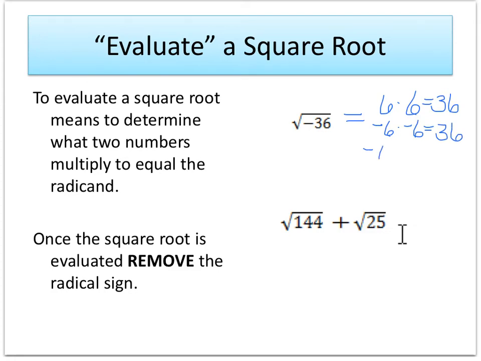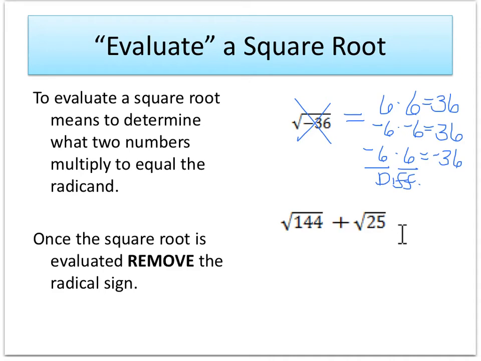I can't say negative 6 times positive 6 because that's not multiplying the same number times itself. Those are two different numbers. So I can't take the square root of a negative number. There's no real solution to that.